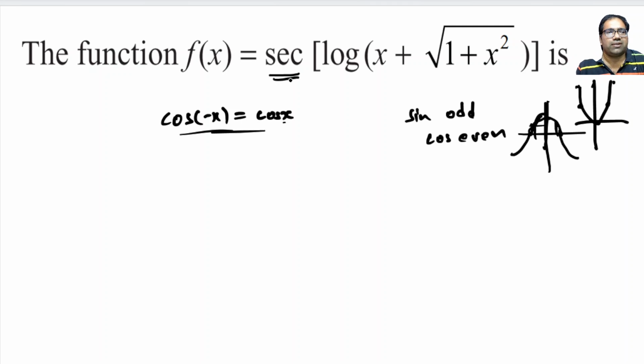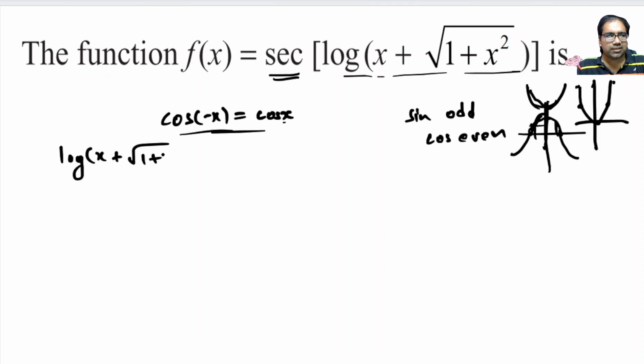We know secant is even function. Just like cos is even function, secant also will look something like this. So secant is an even function. Now what about log of x plus under root 1 plus x square? Let us call it g of x, equal to this one.